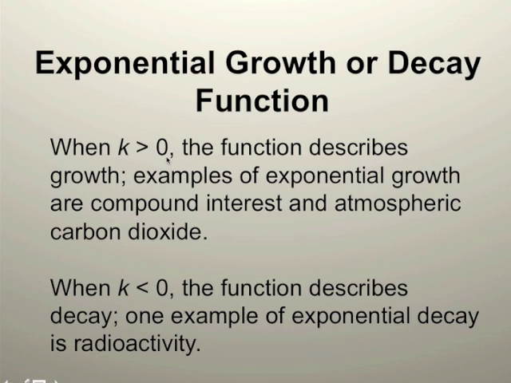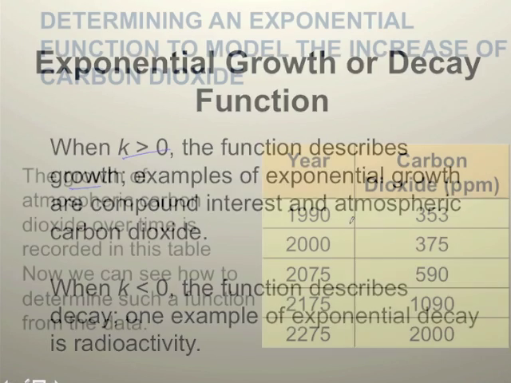If k is positive, the function describes growth. Examples of exponential growth are compound interest, which we've already done, and atmospheric carbon dioxide. Where k is negative, the function describes decay. One example of exponential decay is radioactivity.